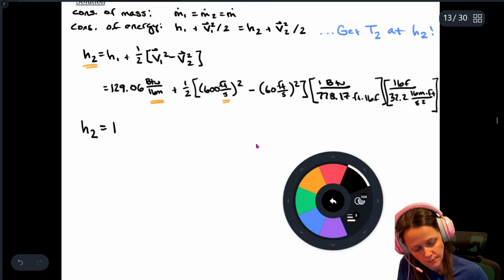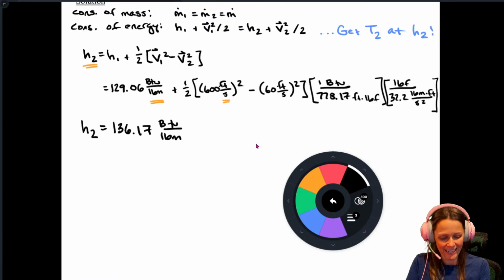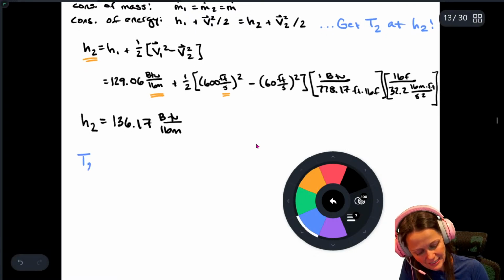136.17. And that's BTU per pound mass. And of course, that's not the final thing that I need. I need T2, which is the temperature as a function of enthalpy. That's all we need.